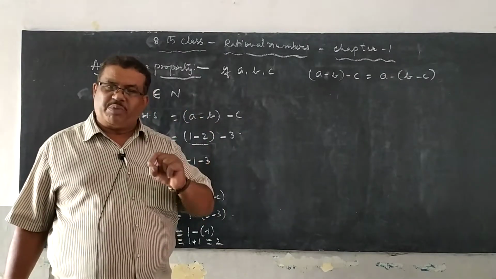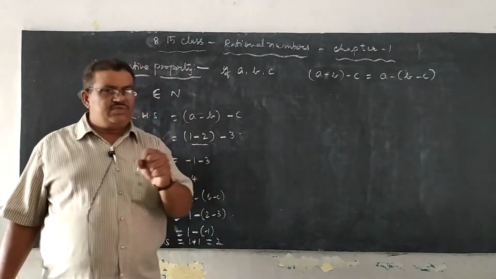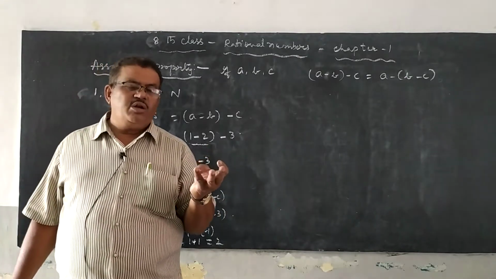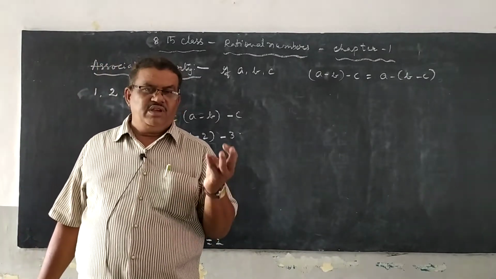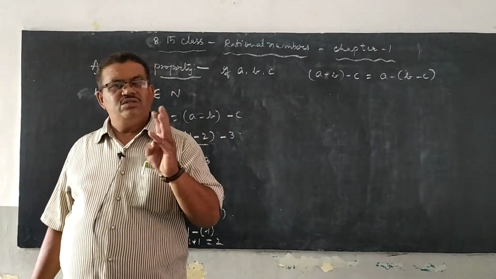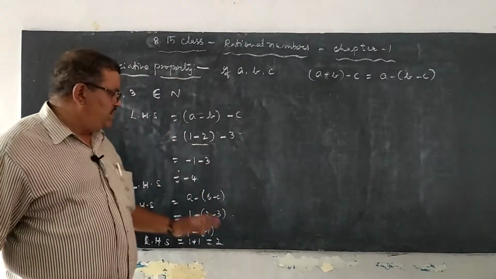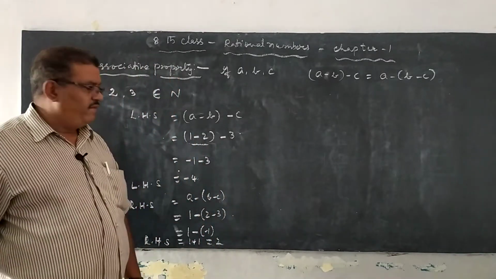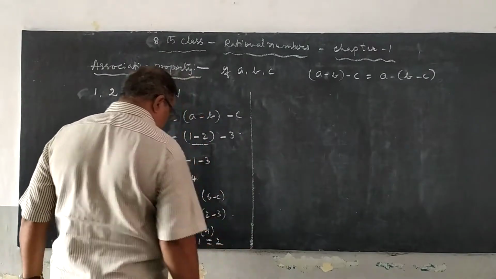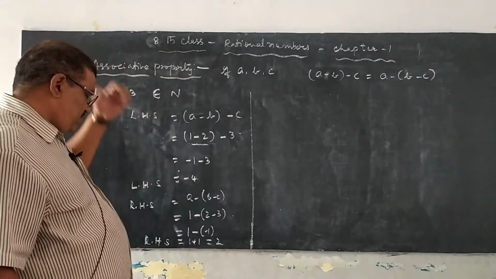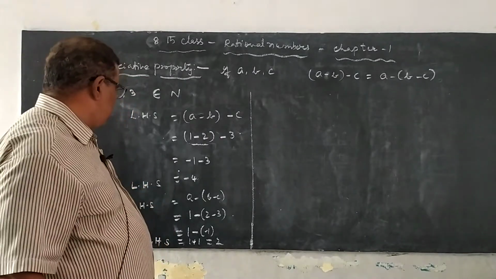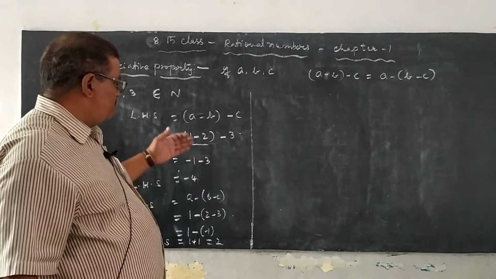associative property under subtraction. When natural numbers are not satisfied, automatically whole numbers are also not satisfied, integers also not satisfied, rational numbers are also not satisfied for this property. Now go through the next one. We are going to discuss another set of numbers, another property.